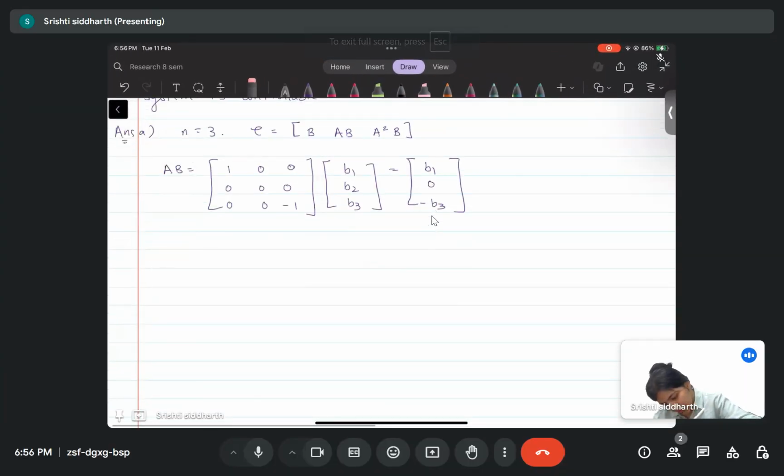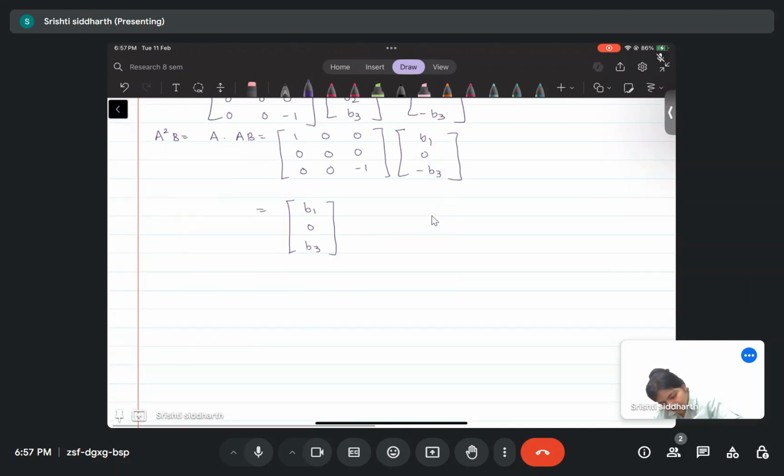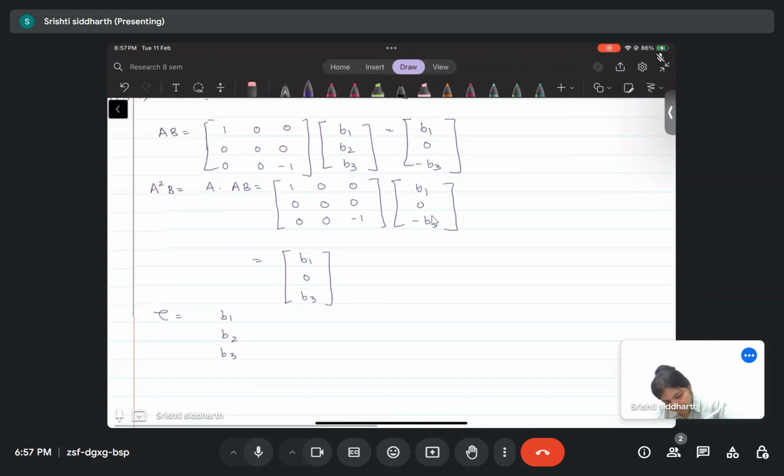Alright, then we have A squared B, which is A times AB: [1 0 0; 0 0 -1] times B1, 0, minus B3. So this is simply going to be B1, 0, and B3. Let's form the controllability matrix: B1, 0, minus B3, B1, 0, B3.